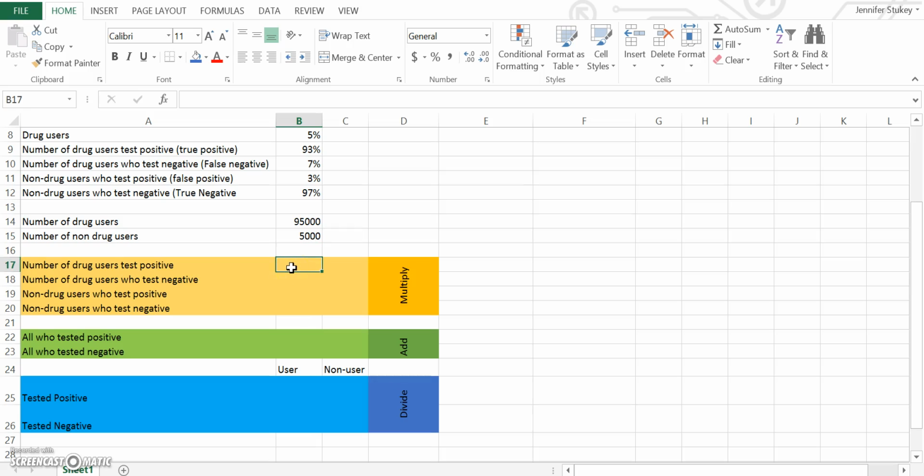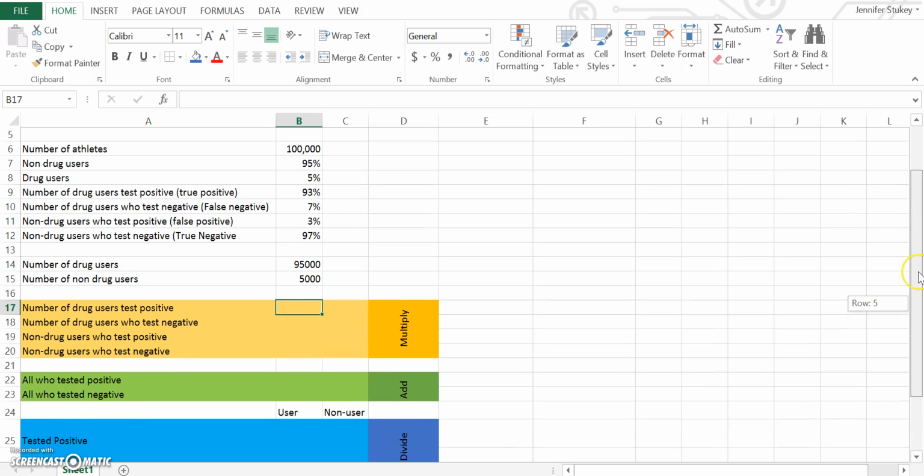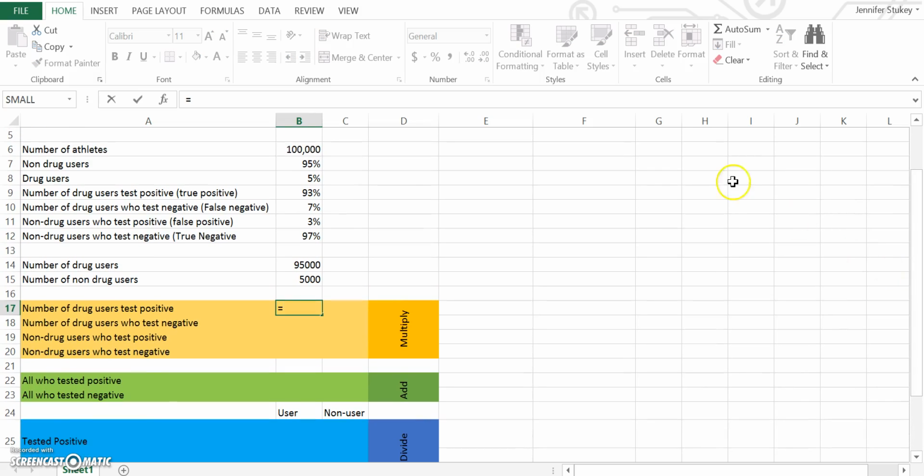First of all, we want to calculate the number of drug users who are going to test positive. Okay, so we can do that by taking the number of athletes times the percentage of those who are drug users, and then we're going to multiply that by the percentage that test positive, the percentage of drug users who test positive, which is going to be 93%. Okay?